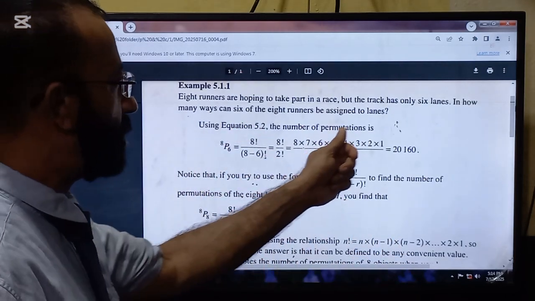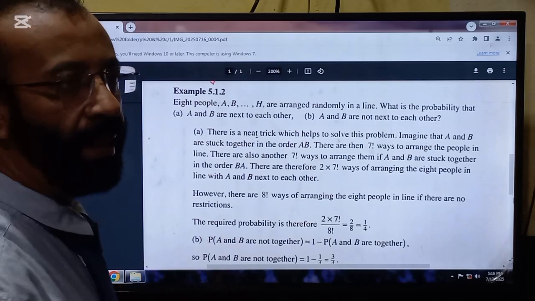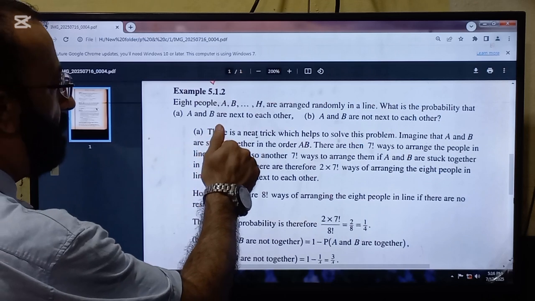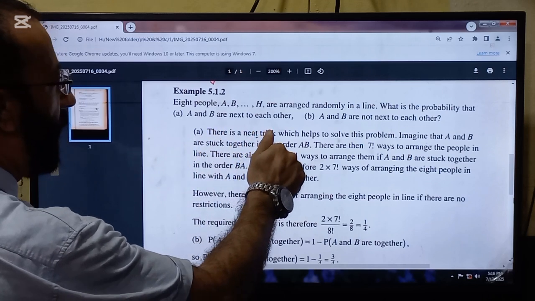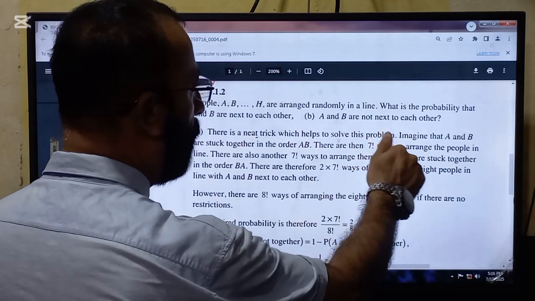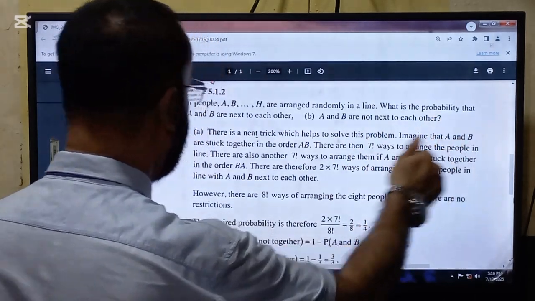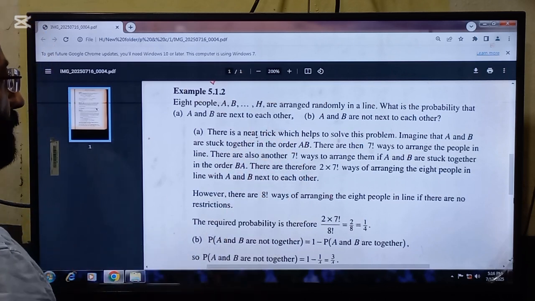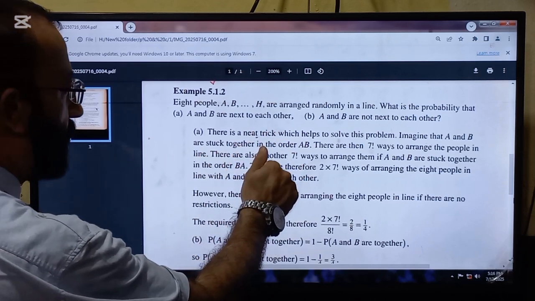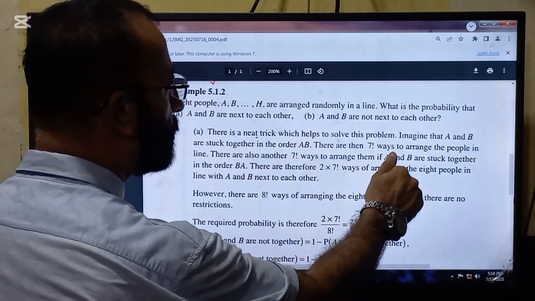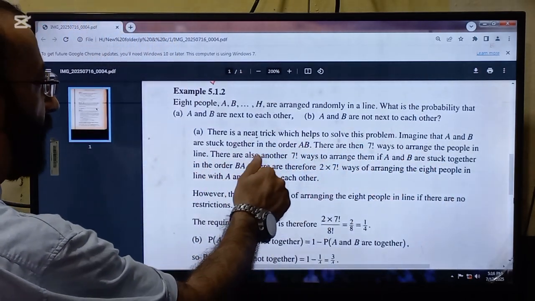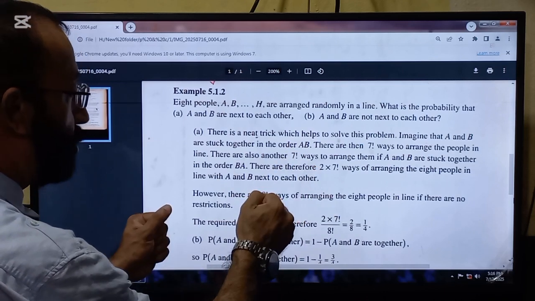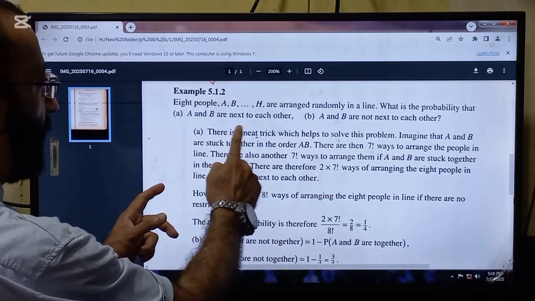Here is a question that involves permutation with probability. Eight people A, B, C, D, E, F, G, H are arranged randomly in a line. What is the probability that A and B are next to each other? Concentrate. There is a neat trick which helps to solve this problem. Imagine that A and B are stuck together in the order AB. They are stuck together because it is the condition that A and B are next to each other.